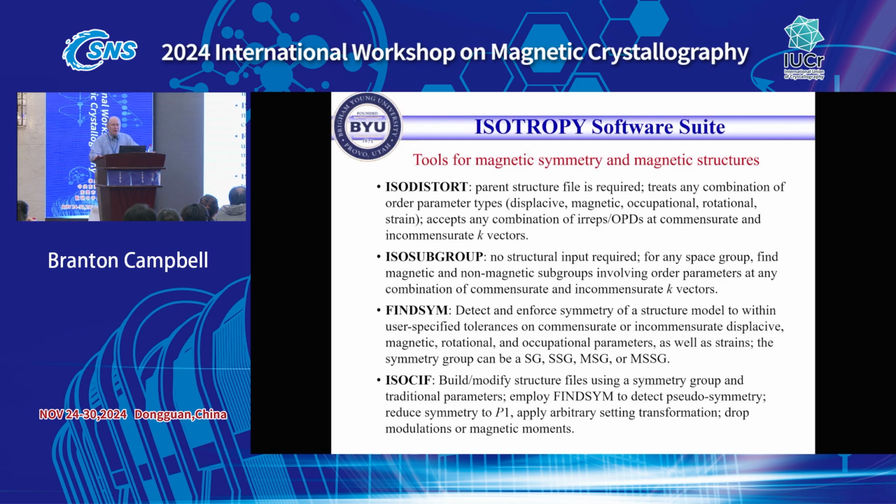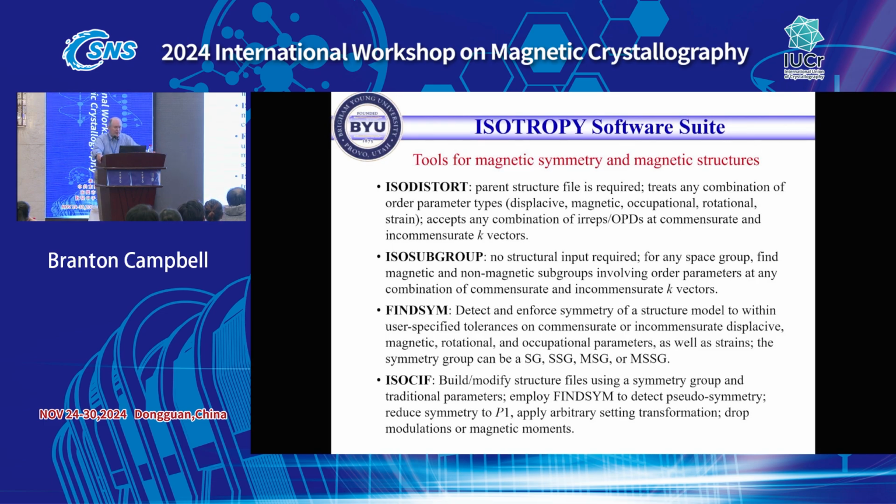ISODISTORT, and the goal, the vision, is that it should be able to treat any combination of order parameters. You could simultaneously do displacements, magnetism, order-disorder, polyhedral rotations, lattice strain, and each of these distortions in principle can have different k-vectors, some of them commensurate, some of them incommensurate.